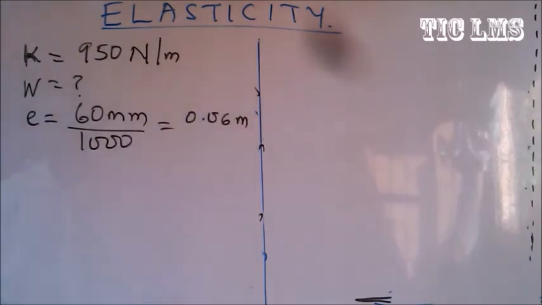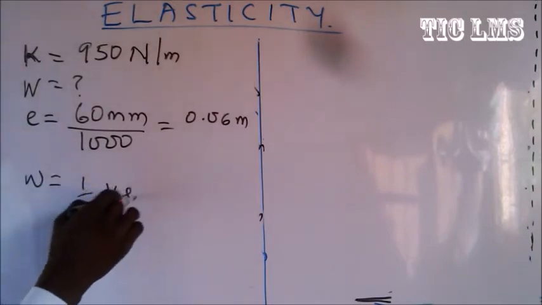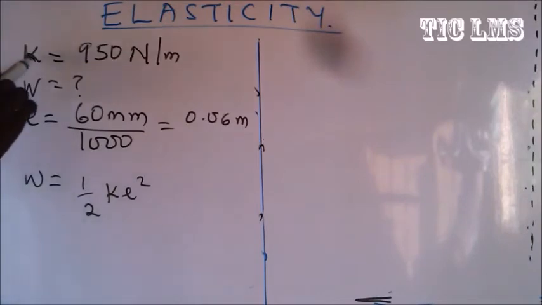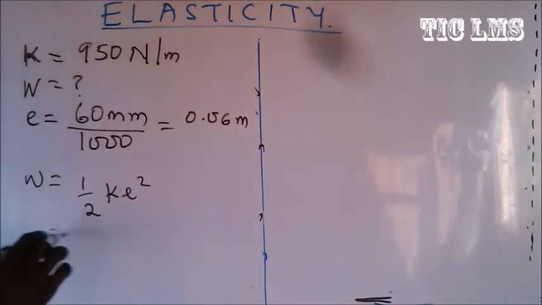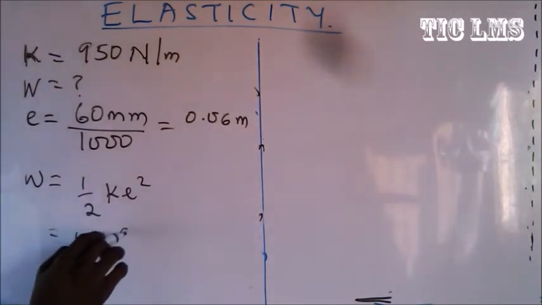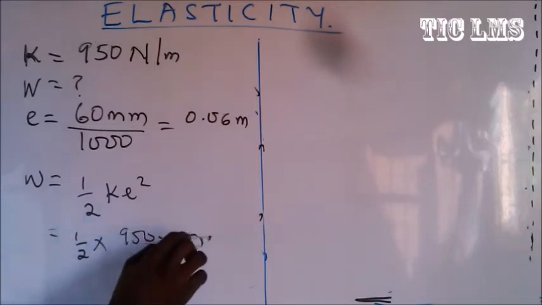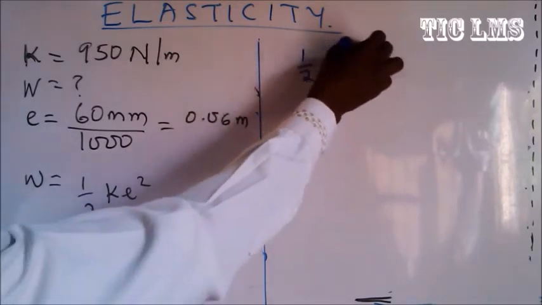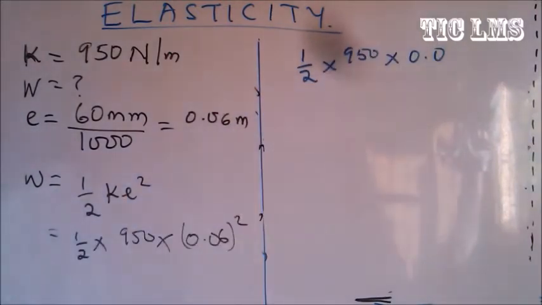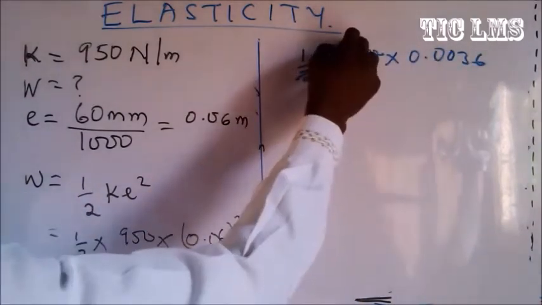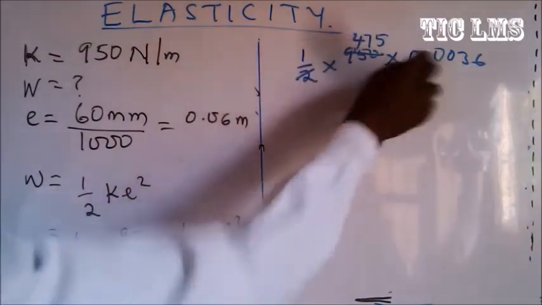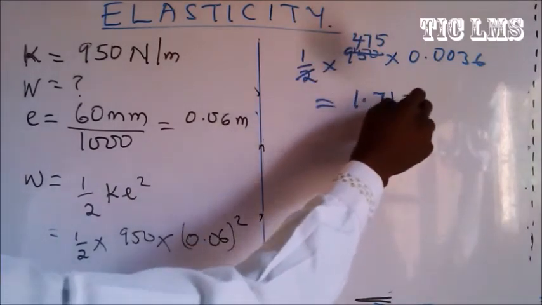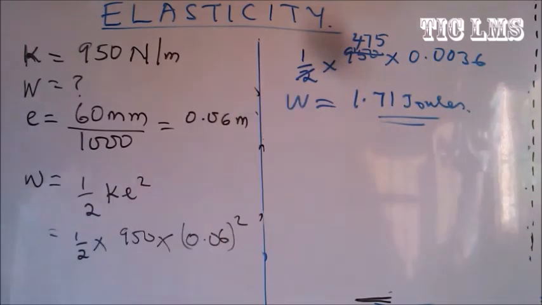0.06 meter. Next, we have the fact that work equals half Ke squared, since what we were provided with are the elastic constant and extension. Hence 1/2 times the constant, which is 950, multiplied by the extension, that's 0.06 squared. This gives 1/2 times 950 multiplied by 0.0036. Here we have 475, and when we multiply this out, we'll have 1.71 joules as the work done.